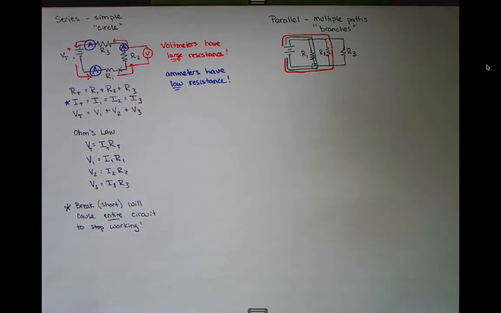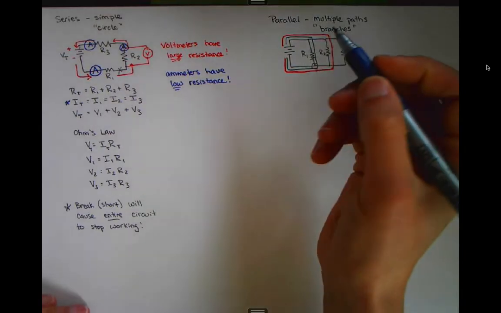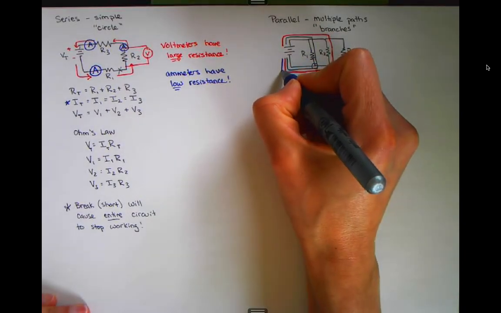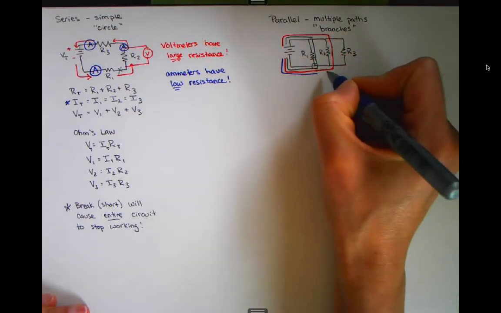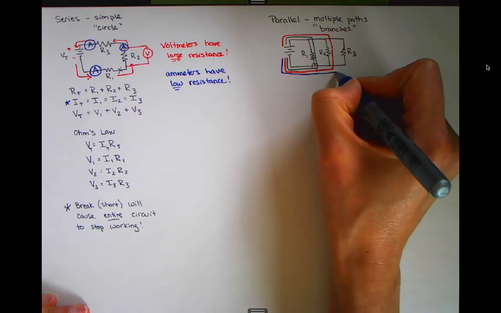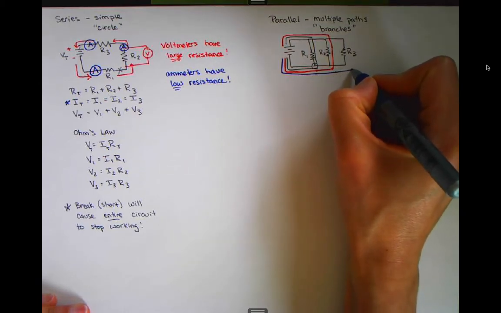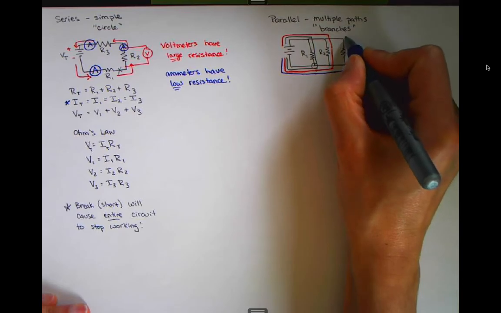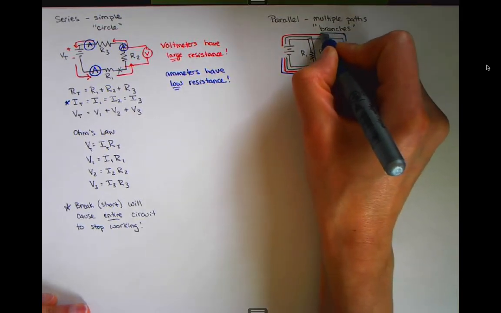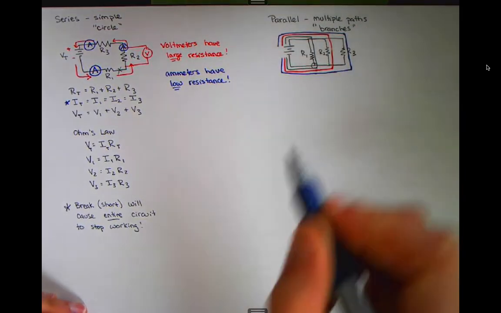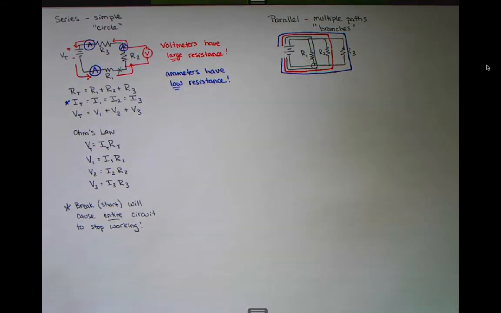And then finally, I'm going to have one last flow of current here. I'm going to use blue. So that current will leave the battery. It's not going to go through R1. It's going to keep going. It's not going to go through R2. It's going to keep going. Instead, it's going to go through R3 and then eventually back to the battery. So I like to use 3 different colors.